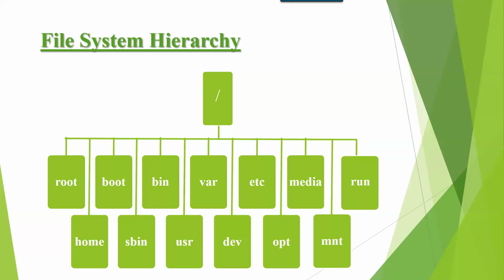OPT contains optional applications, which we install manually, like third-party applications. They will not come along with the operating system, but if we want, we can install them manually. That type of applications we call as third-party tools. The third-party tools are stored under OPT.